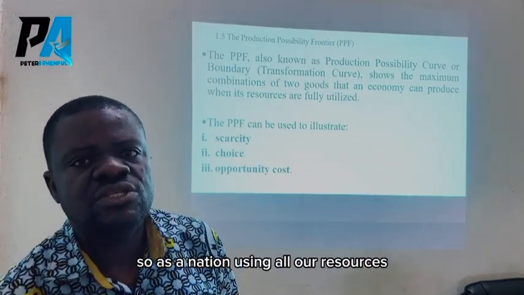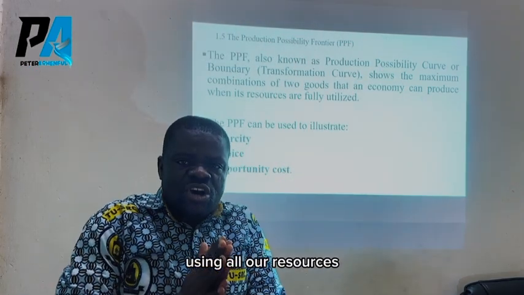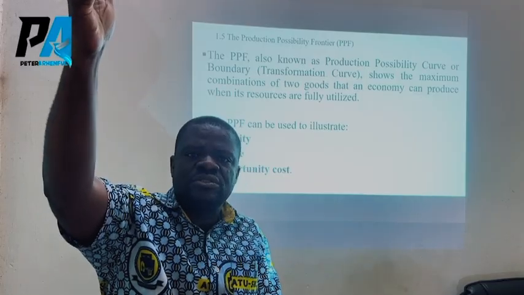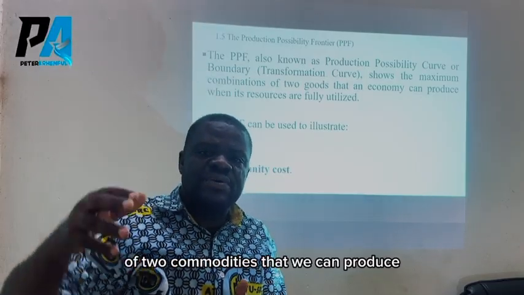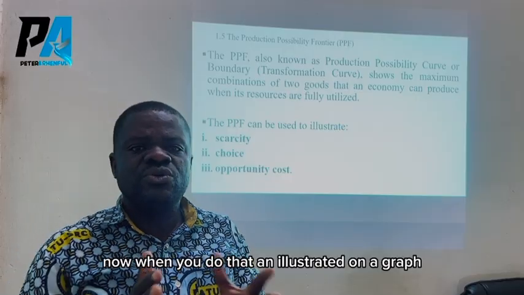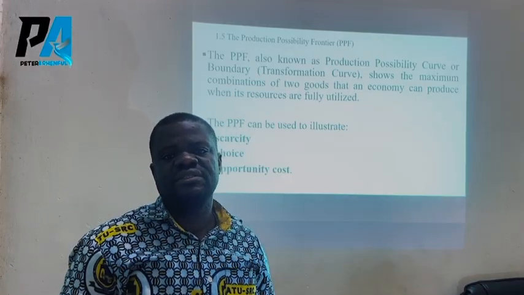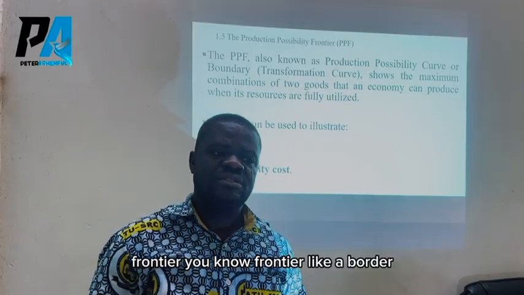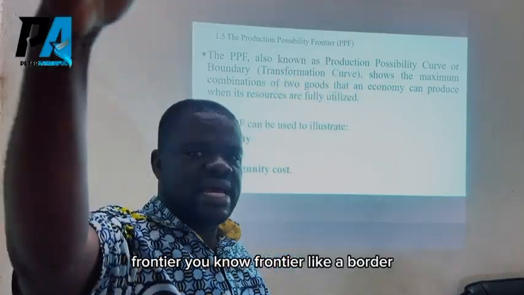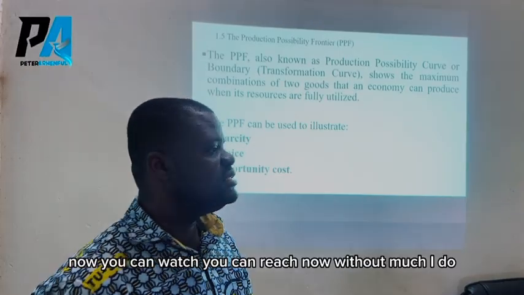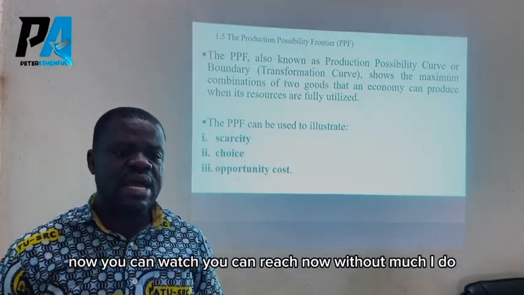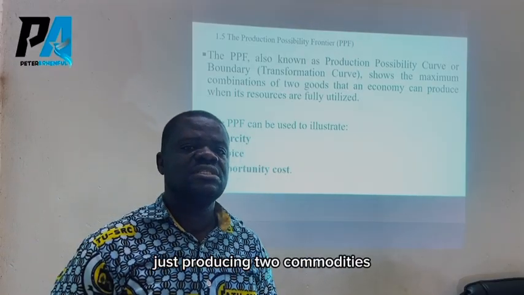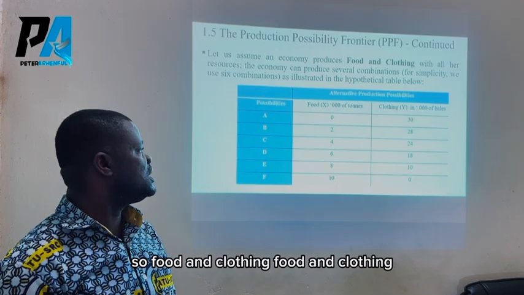So as a nation, using all our resources, what's the maximum amount of two commodities that we can produce? Now, when we do that and we illustrate it on a graph, that graph is called Production Possibility Frontier. You know, frontier, like a border, the limit that you can reach. Now, without much ado, let's assume that an economy is just producing two commodities, so food and clothing.